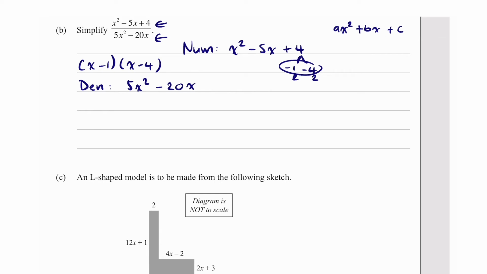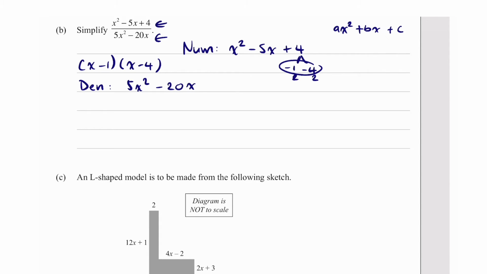As a result, we can't use our normal factorizing techniques because we've got nothing to multiply with. We can't form our couples. It could be anything. So instead, we're going to take our common terms out and see what we can factorize.